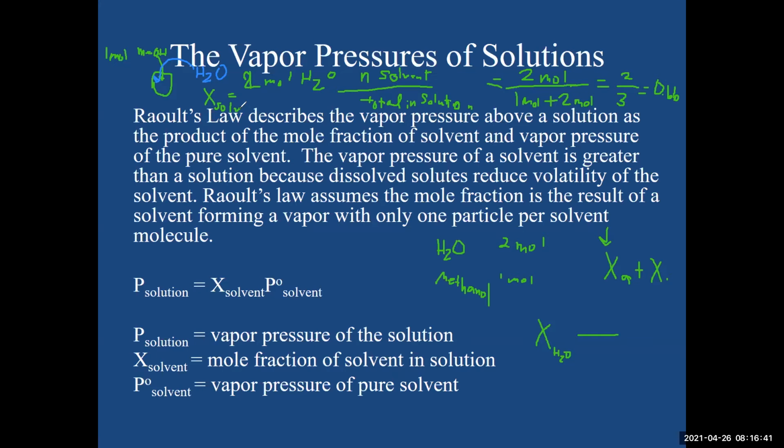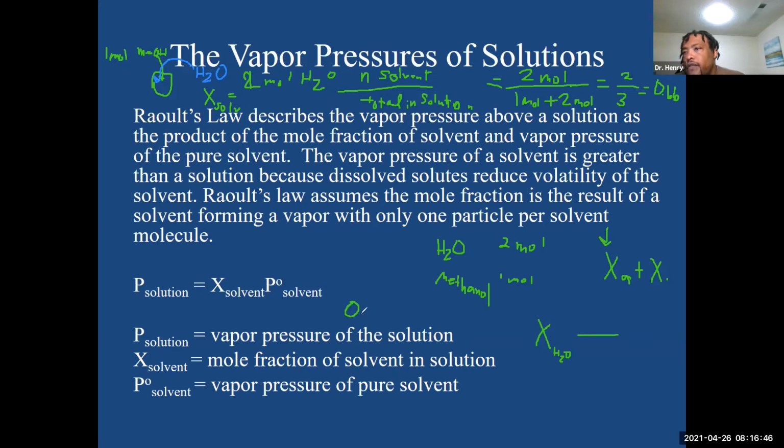Okay, so if we assume that our solvent has a 0.79 partial pressure, the way that we would use Raoult's law, we say the vapor pressure associated with the solution would be that 7.9 times that 0.66.